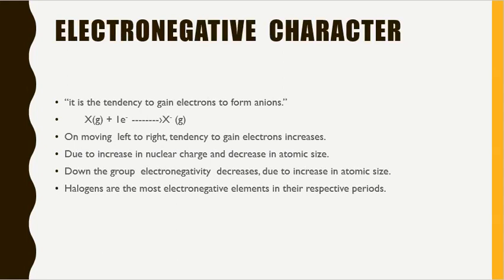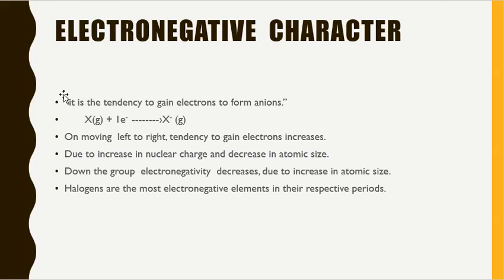So now the important property of non-metals is their electronegative character. When we discussed metals, they have the tendency to lose the outermost electron. Alkali metals were losing one electron and alkaline earth metals were losing two electrons. So they were electropositive. But non-metals have the tendency to gain electrons and they form anions. This tendency to gain electron is called electronegative character. Why do they have electronegative character?